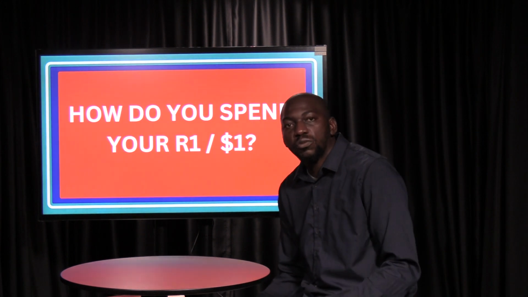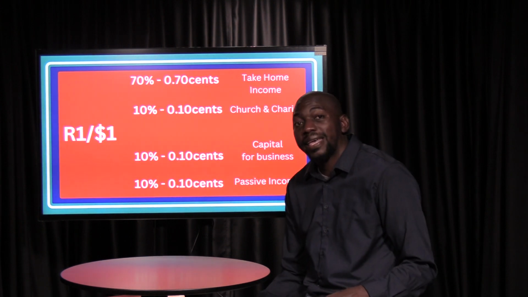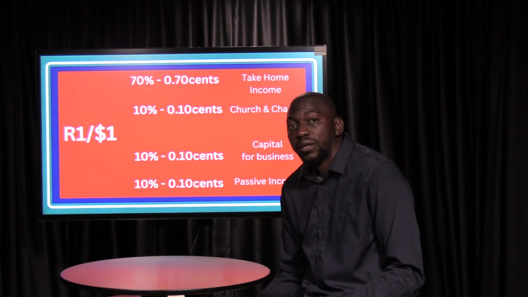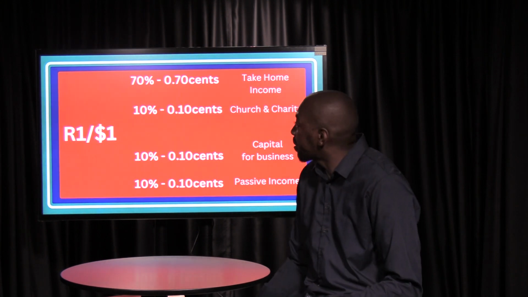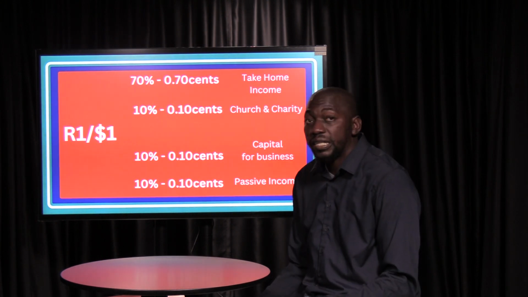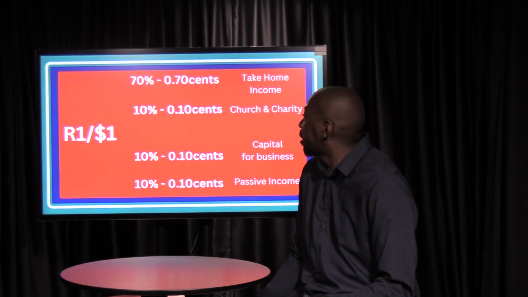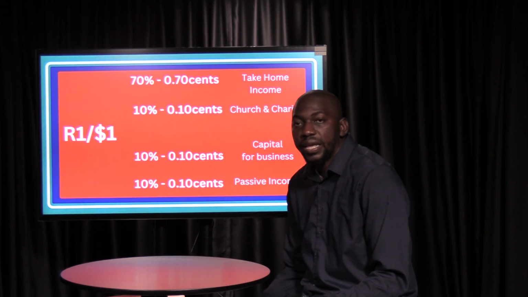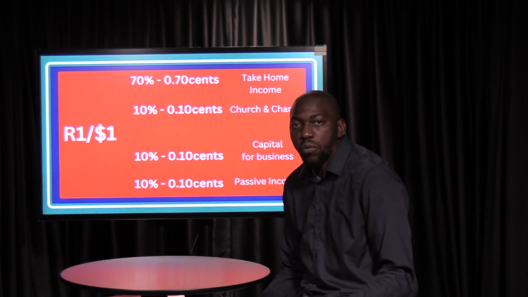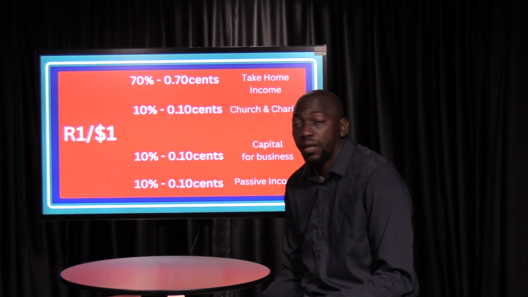So this is what I actually do. With 1 rand, in my case, I divide it into 4. I get 70%, which is 70 cents. That's how I spend my 1 rand. The 70%, which is 70 cents, is my take-home income, the money that I take home.